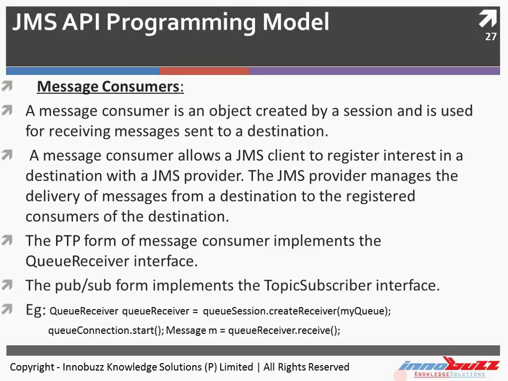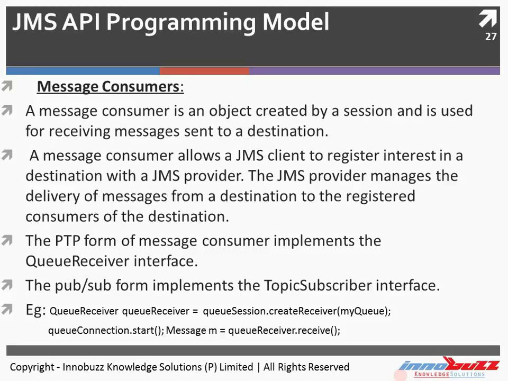For example, if you consider queue receiver, then on the session instance, you create the receiver using the create receiver method, which takes a queue instance, and finally start using the queue session to receive the message using the receive method. These are the three lines. Once you get the message, you start receiving by the start method and receive method. This is how the process of the JMS API programming model works.